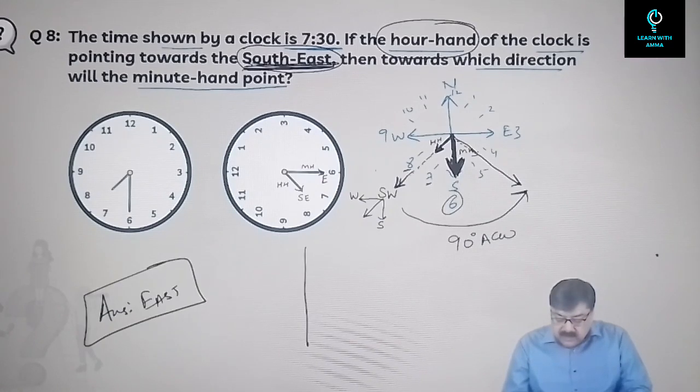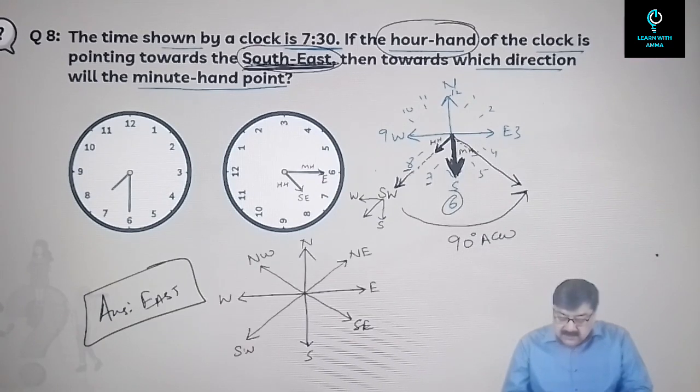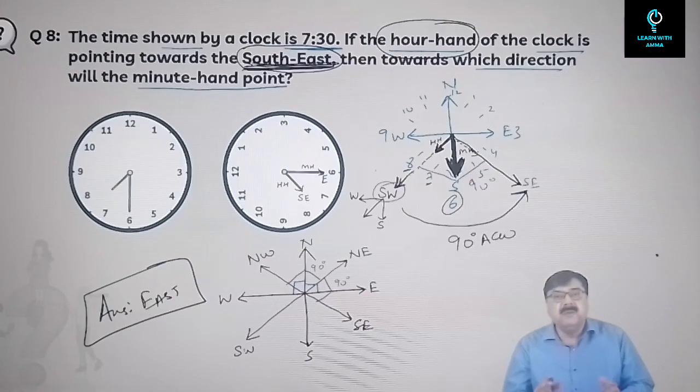Now one more thing which I would like to point out here is that the adjacent primary directions are always at 90 degrees. The opposite one is going to be at 180 degrees. And the adjacent secondary directions will also be at 90 degrees. So this southwest and this southeast are at 90 degrees to each other. Always remember that. That's how you will solve questions.